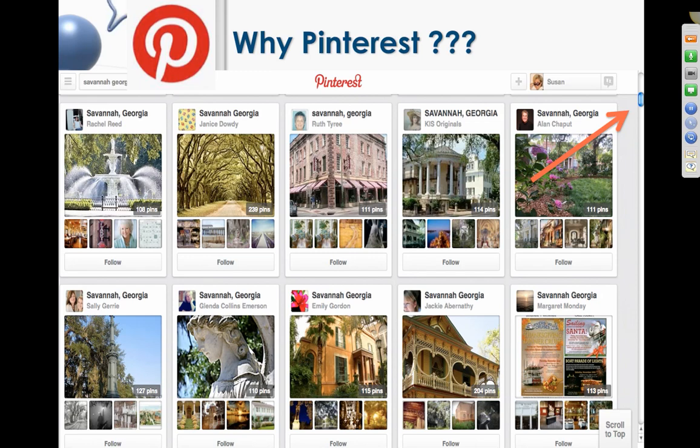A number of destination marketing organizations, state tourism departments, and individual chains, hotels and B&Bs have really taken Pinterest on, placing a lot of emphasis on it and having a great strategy going forward to get the traffic of the visitors. But just notice this: look at the cursor, and look at how many pages there are with just Savannah, Georgia as the title.